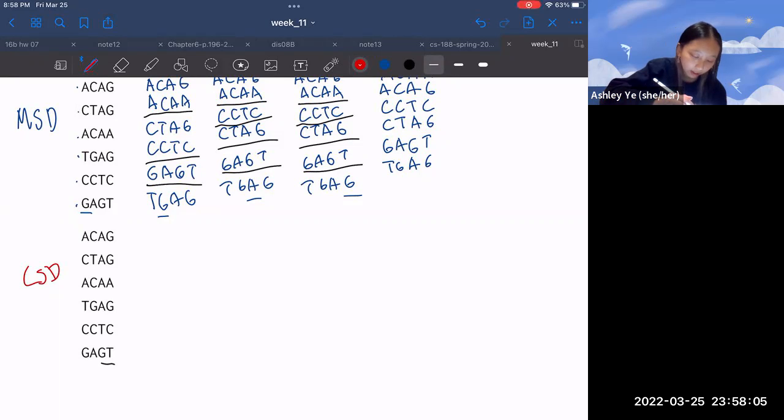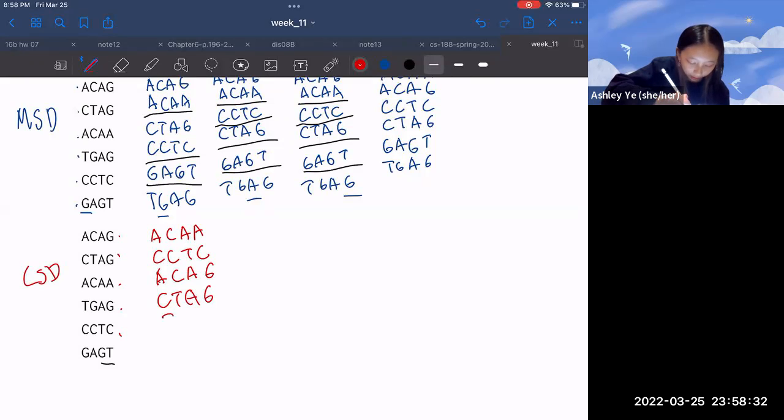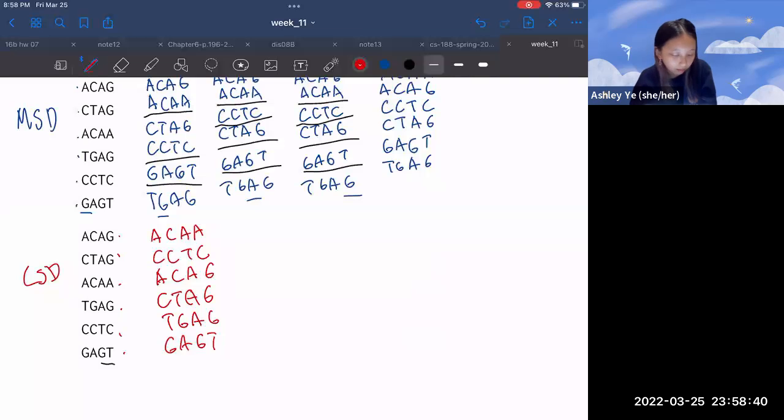So if we're looking at the least significant digit place, we want to compare the letters. So we want to look for A. We find one A here. That's ACAA, so we want to put that at the top. Then we want to look for C's. We find one C, CCTC. And then we want to look for G's. There's one G over here, another G over here, and one G over here. And after that, we find one T, and we want to put that at the end. So this is what the list looks like after one iteration of least significant digit sort.